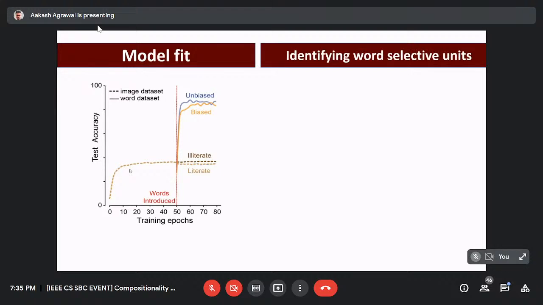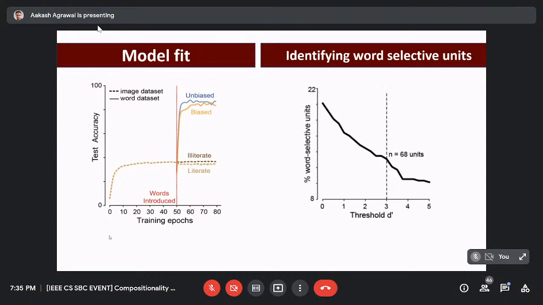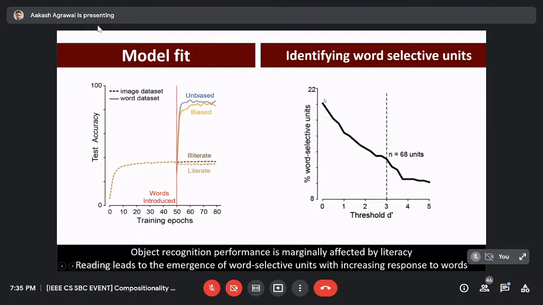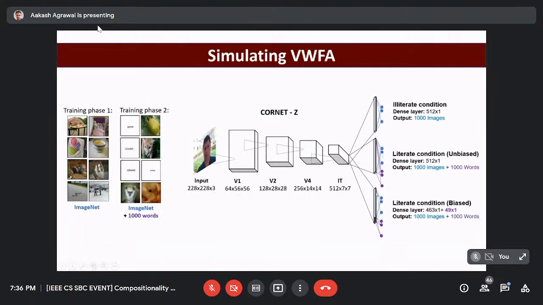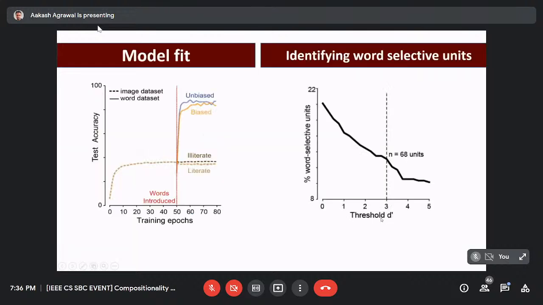For that, for each unit, we compared whether the activity for words is greater than for objects or not. If you just say the response to words is greater than to objects, then we get some 20% of the units responding to that. D prime here indicates how many standard deviations the word response is above the object response. Here we use an arbitrary threshold of 3, which means that there were 68 units out of 512 units, which are average pooled here, whose responses to words were 3 standard deviations more than the responses to objects. And 3 standard deviations is usually like a 95% confidence interval. So that was the criterion that we chose.